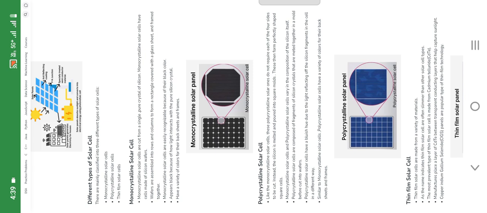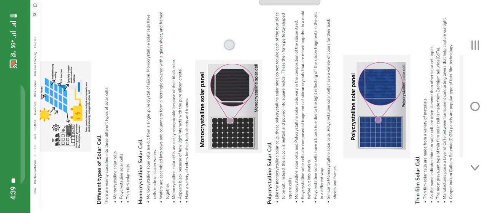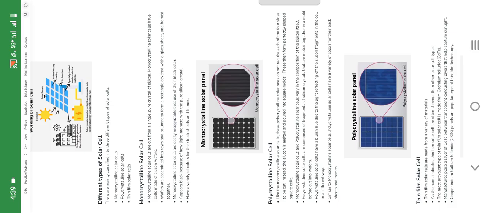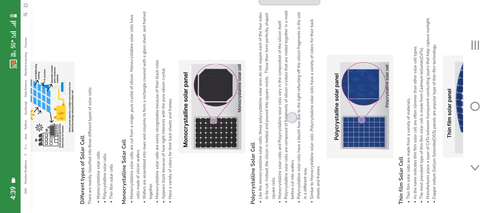Monocrystalline solar cells are easily recognizable because of their black color. It appears black because of how light interacts with the pure silicon crystal. It has a variety of colors for the further black sheets and frames.